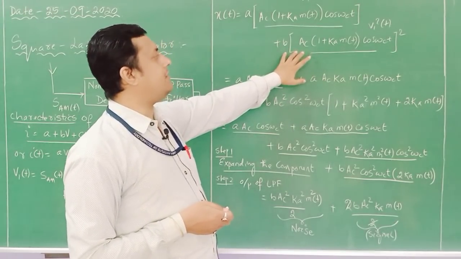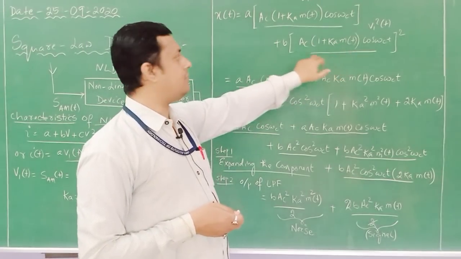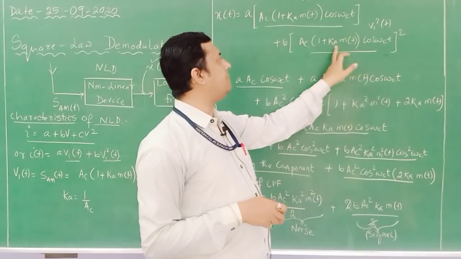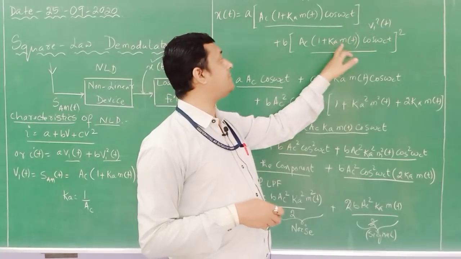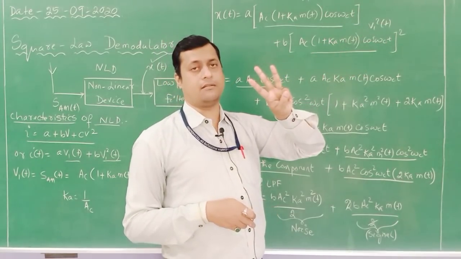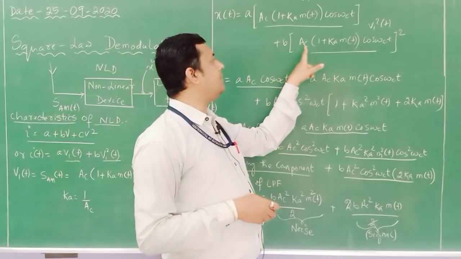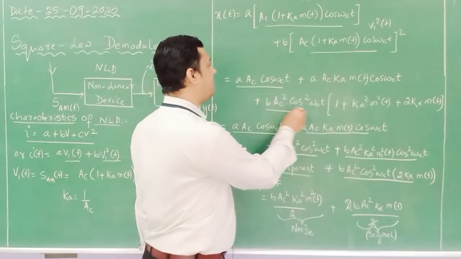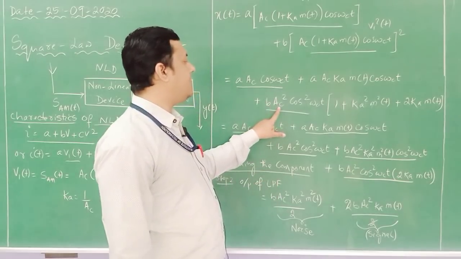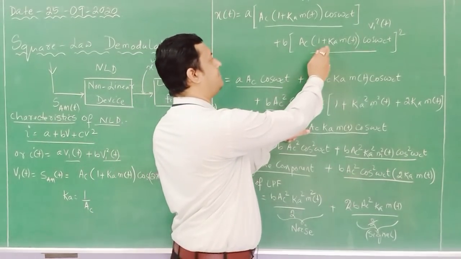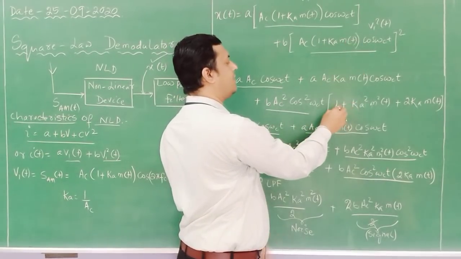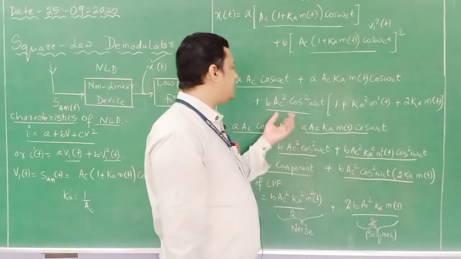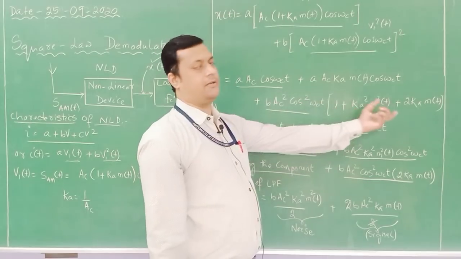Now, in this equation you can see it is a squaring of this whole term. So B into Ac square cos square omega ct will be multiplied with (1 plus K m of t) whole square. If you expand this 1 plus K m of t, 3 terms will come: 1 plus K square m square of t plus twice K m of t. B into Ac square cos square omega ct will be multiplied with it. So the first component is with respect to 1, B into Ac square cos omega ct. Now we simply have to multiply this component with respect to these 3 terms.